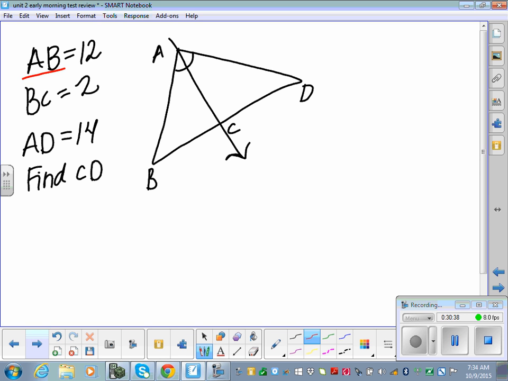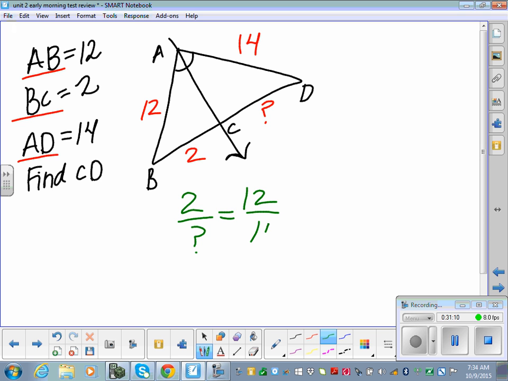So from A to B is 12, so I'm filling that in as 12. From B to C is 2. And from A to D is 14. Now it says find CD. Now this is an angle bisector, so we set up our ratios as such: 2 over question mark is equal to 12 over 14.